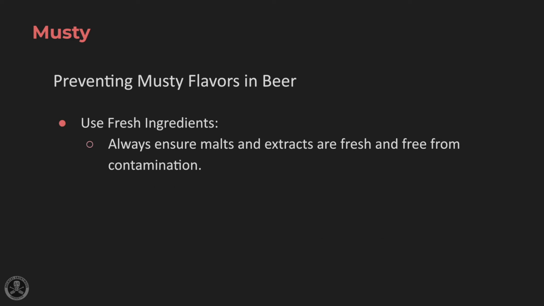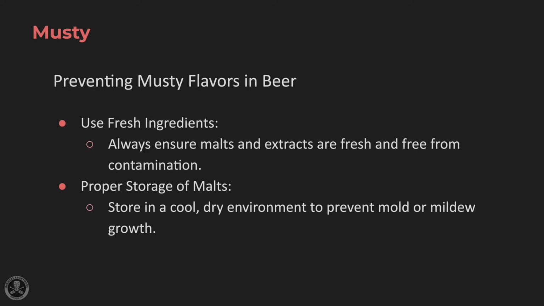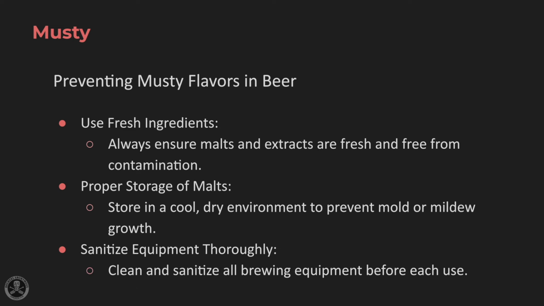There are some measures we can take to prevent a musty character in our beer. Using fresh ingredients. Use fresh malts and extracts free from contamination. Store our malts properly. Store them in cool and dry environments to prevent mold or mildew growth. And make sure that we are thoroughly cleaning and sanitizing all of our equipment.